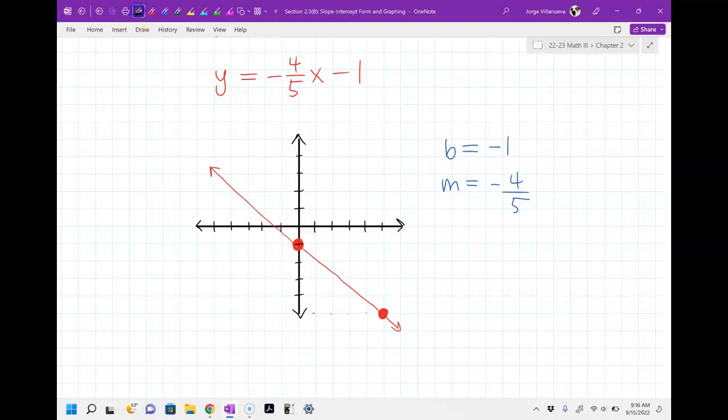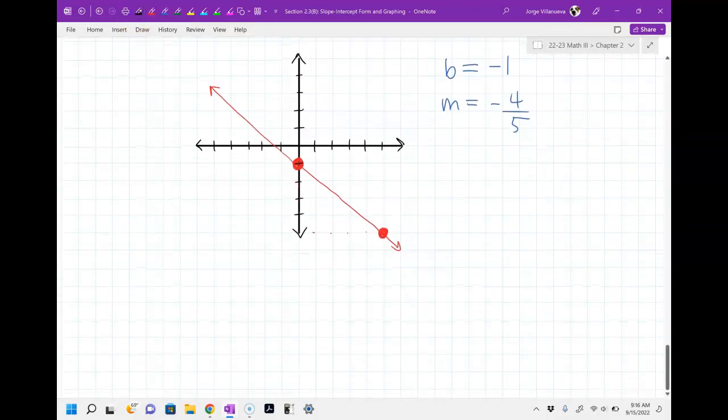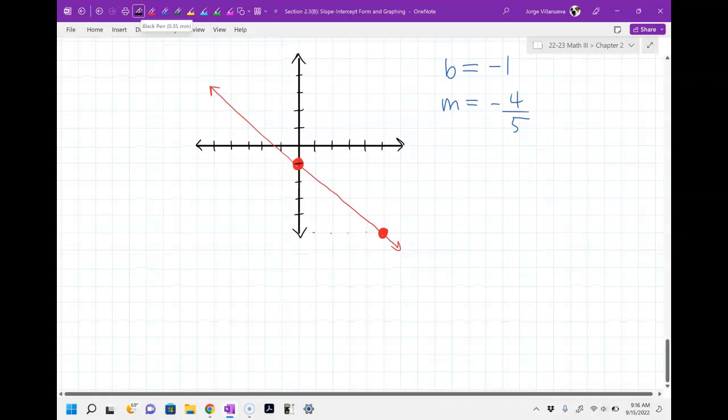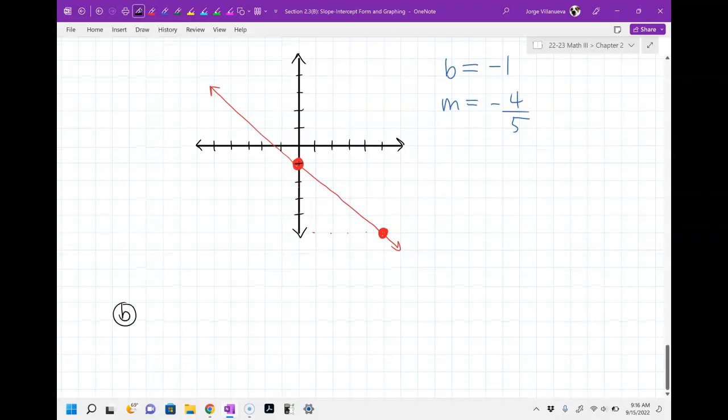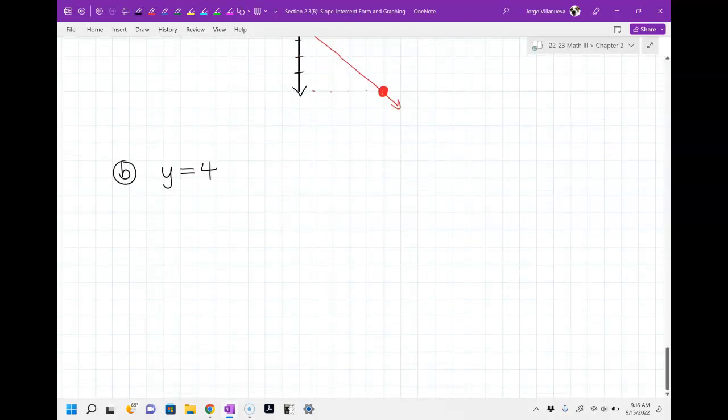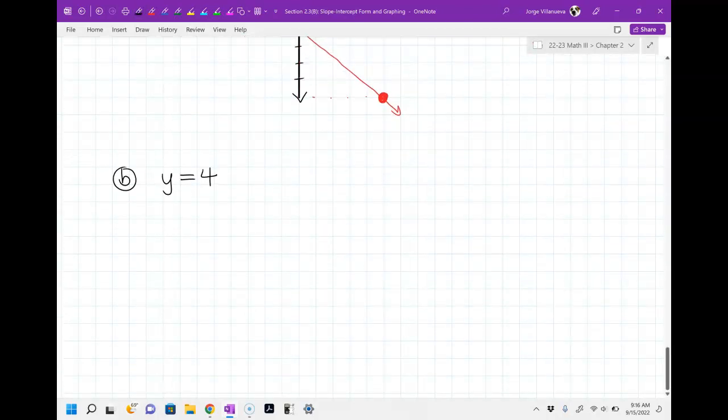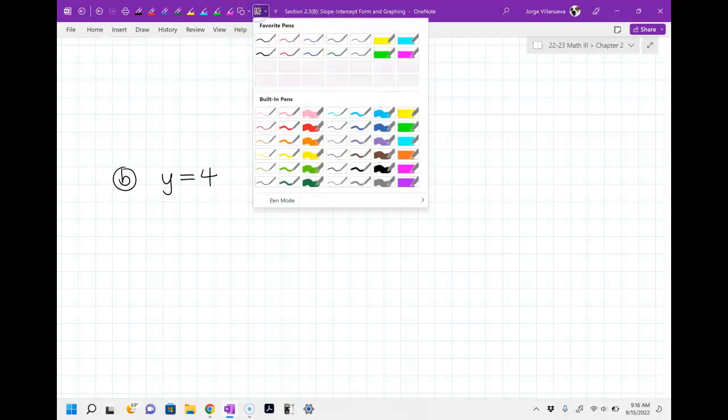So last one for you guys. Here is part B. I just want you guys to graph y equals 4. Just graph y equals 4. And that'll be it.